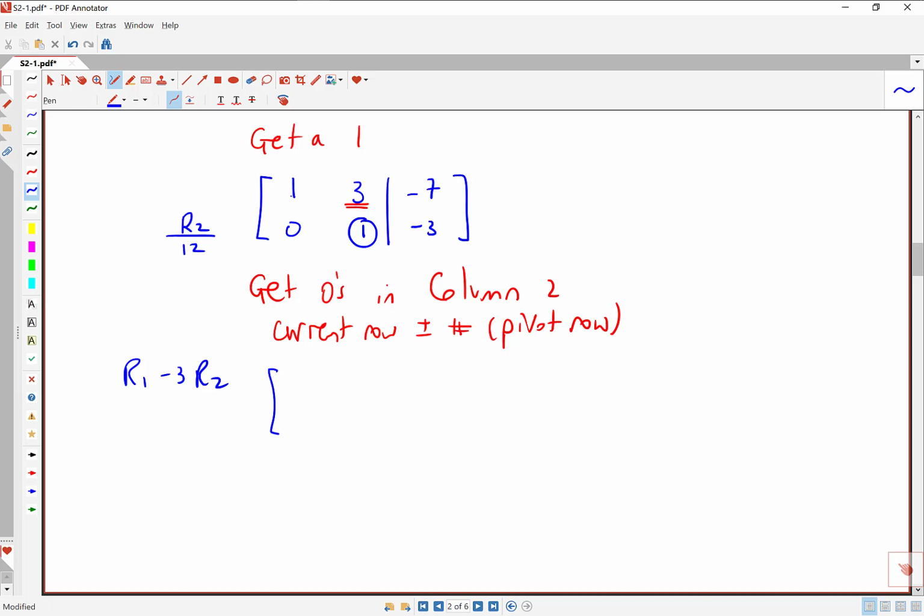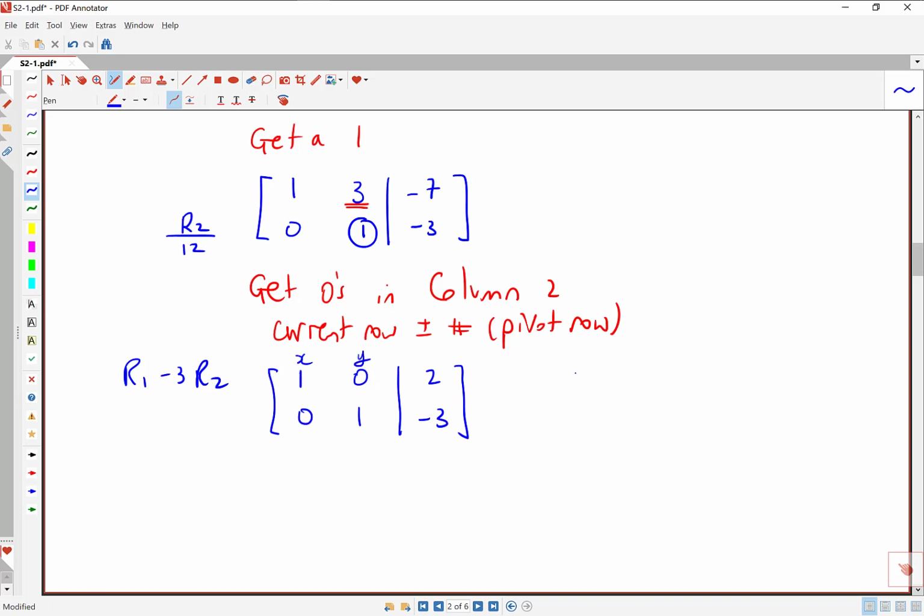So let's try that. Row 1 minus 3 row 2 would give us 1 minus 3 times 0 is 1. 3 minus 3 times 1 is 0. And then on the right side, negative 7 minus 3 times negative 3 gives us 2. Okay, so we've accomplished that pattern that we were trying to create of having ones along the diagonal, zeros everywhere else, and we're now just able to read off the solution.